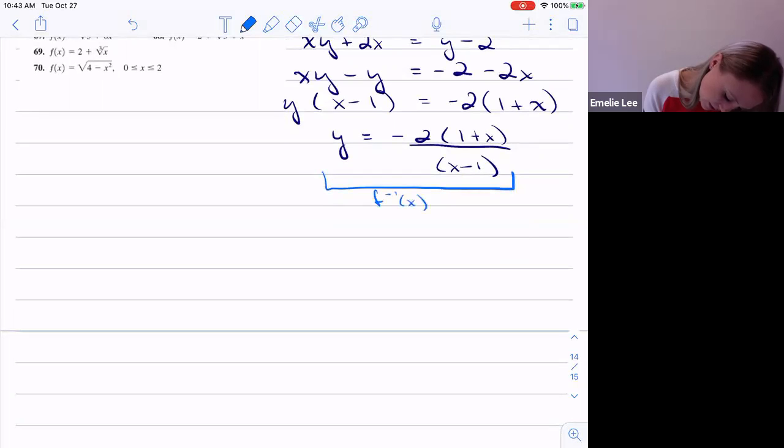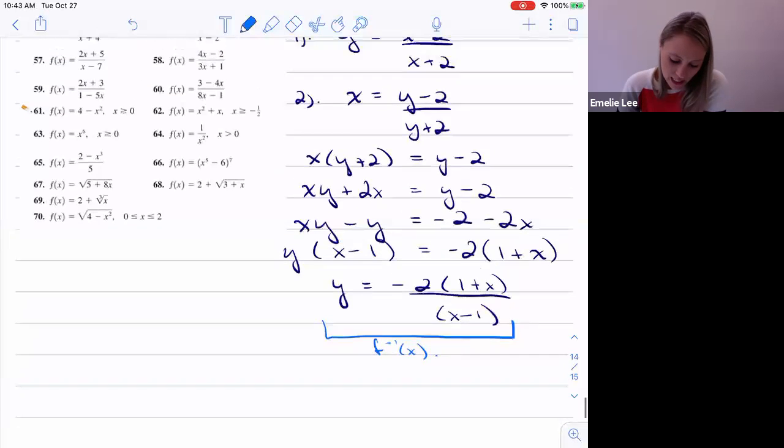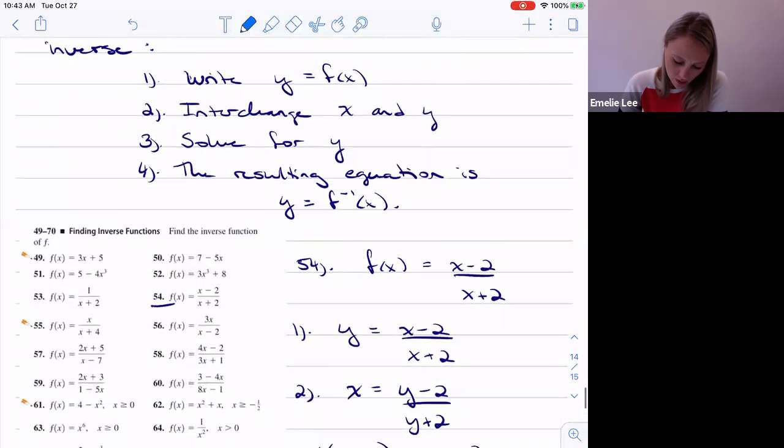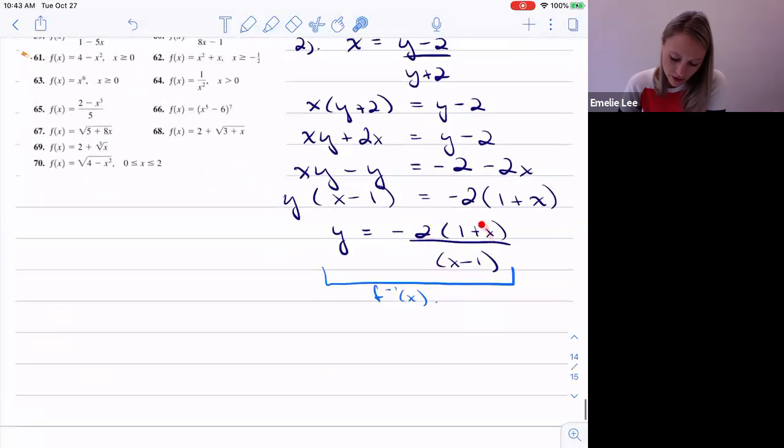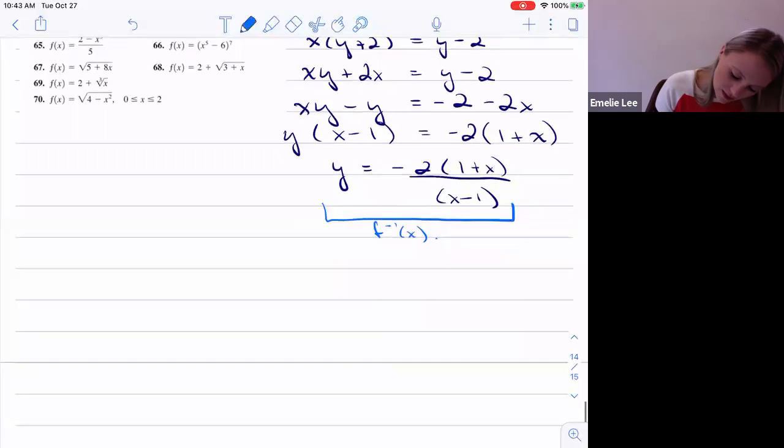F inverse of x. Okay, so if I've said that this is my inverse, here's my original function, here's the inverse of that function. What I need to do is show that it actually is the inverse by doing those function compositions, using that cancellation property.